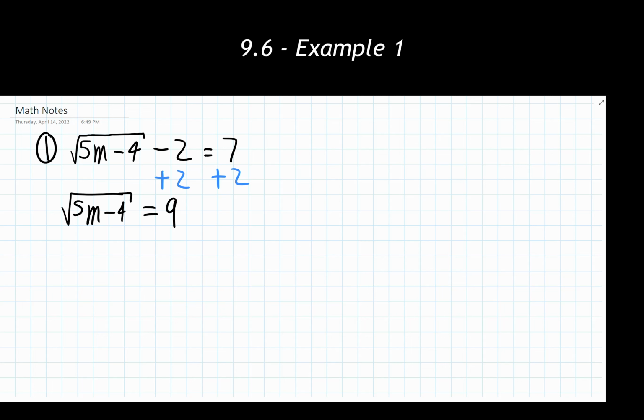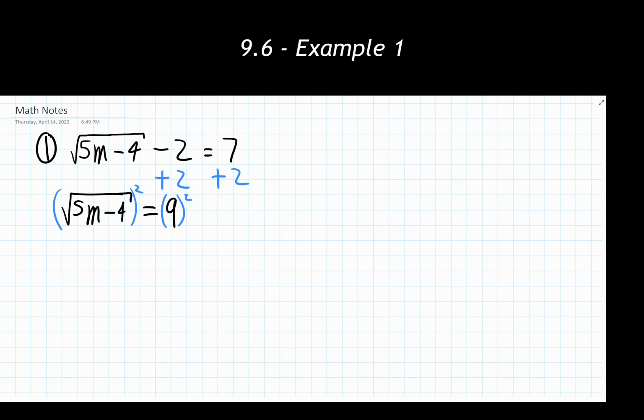At this point, we go to the second step, which says to raise both sides of the equation to a power equal to the index of the isolated radical, and then simplify each side. So the index of this radical is 2, which means I'm going to raise this entire side to the second power, and I'm going to raise the entire other side to the second power as well.